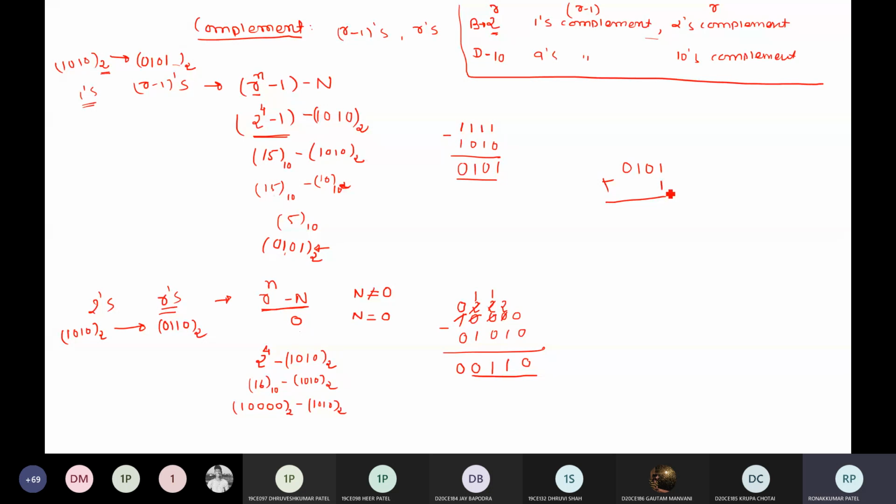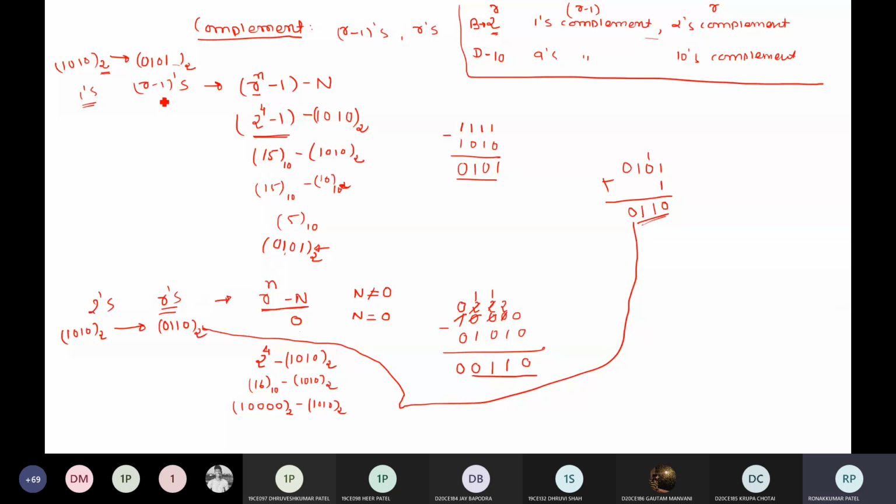Now what will happen? 1 plus 1 will be 0, carry 1. 1 plus 0 is 1, and carry 1. So what is this? This thing is 0 1 1 0. We got the answer: 0 1 1 0.